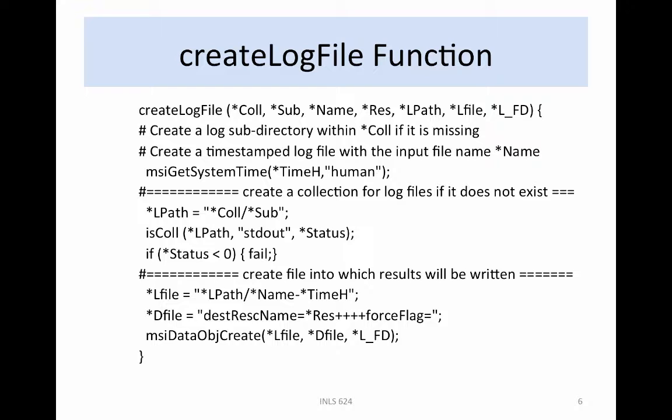A check is made to determine whether a collection already exists for storing the log file by using the isCall function. If the collection does not exist, it is automatically created by the isCall function. The function retrieves the current time in human format and appends the timestamp to a file name to create a new log file. The timestamped log file is then created.